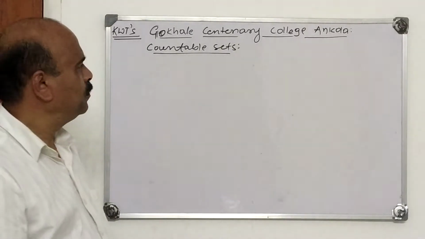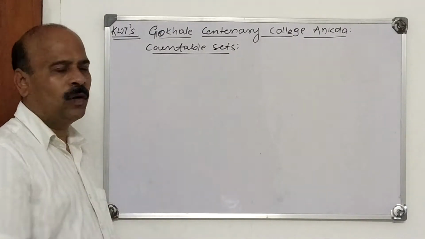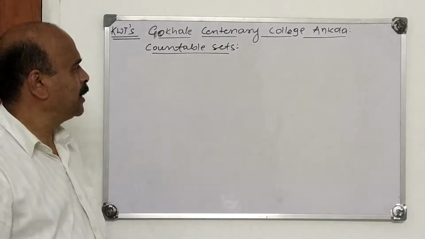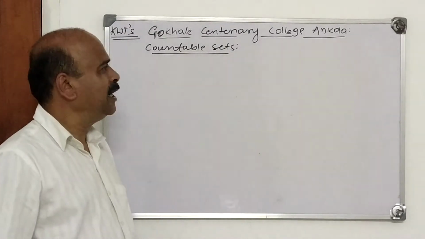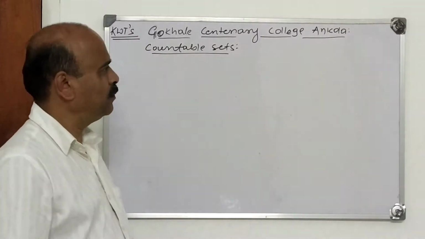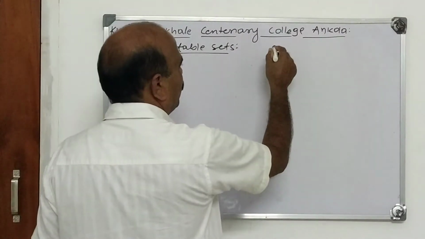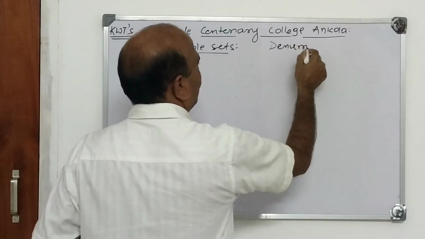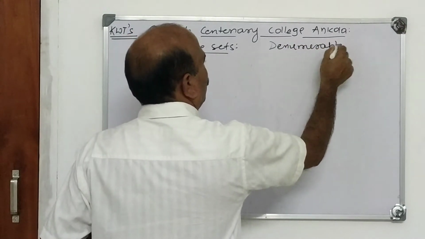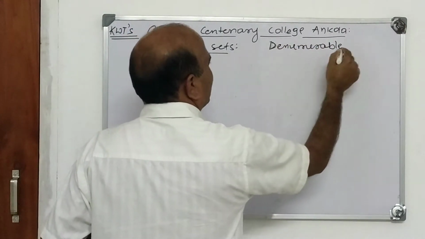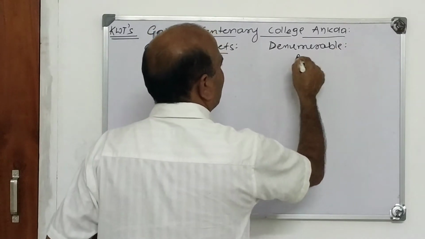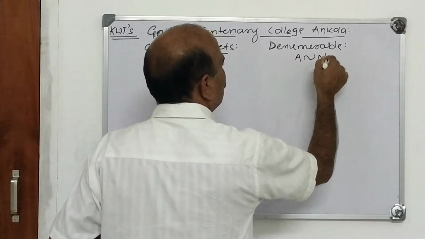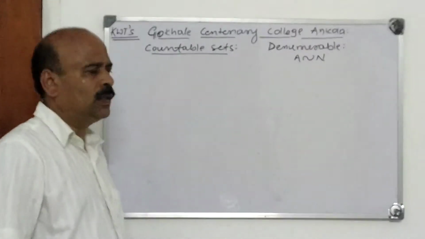In this video, I consider countable sets. I have already explained denumerable sets and countable sets. When you say that a set is denumerable, a set capital A is said to be denumerable if it is equivalent to N, the set of natural numbers.